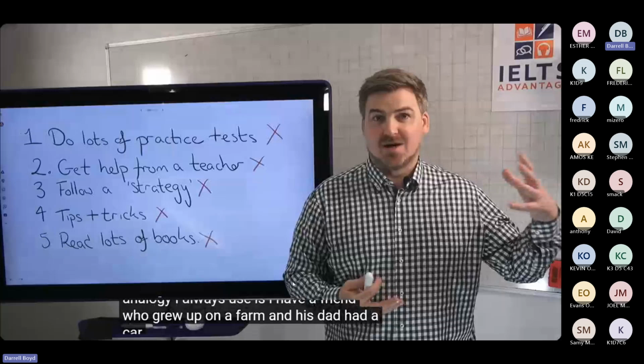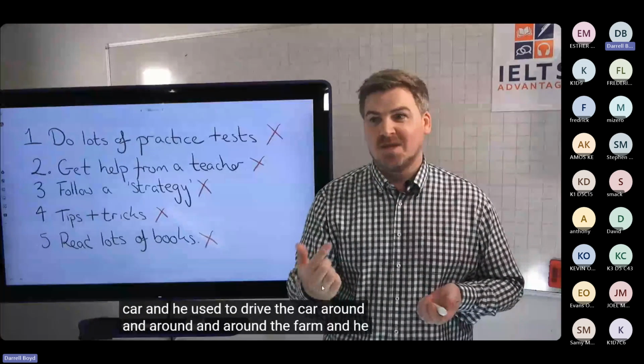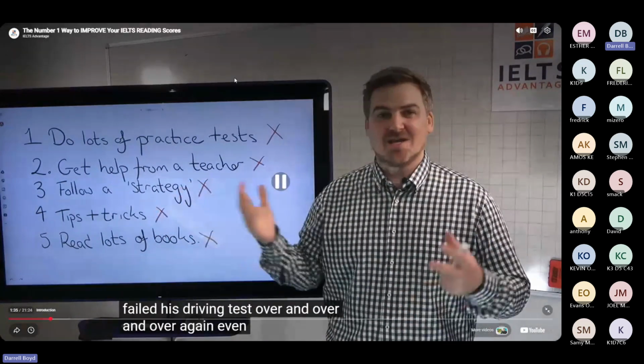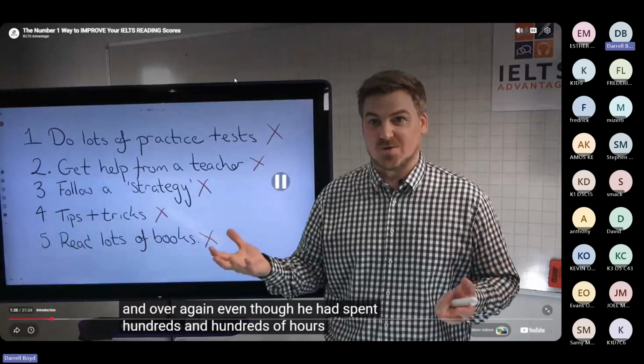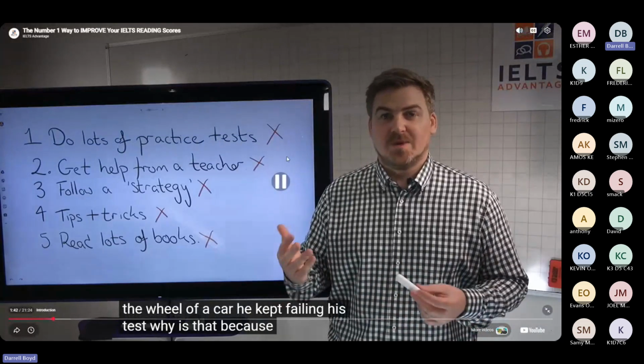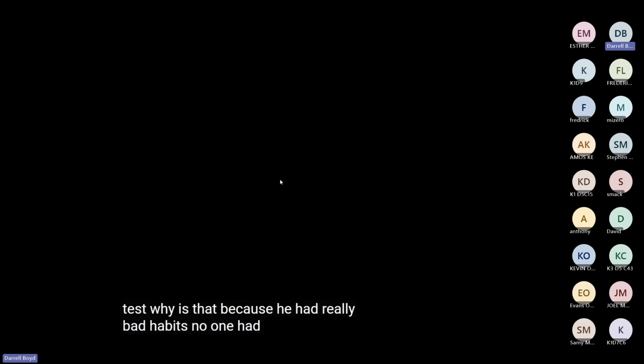and his dad had a car, and he used to drive the car around and around the farm. And he failed his driving test over and over again. Even though he had spent hundreds and hundreds of hours behind the wheel of a car, he kept failing his test. Why is that? Because he had really bad habits. No one had ever corrected him or pointed out his bad habits. He had no idea how to actually drive a car safely.